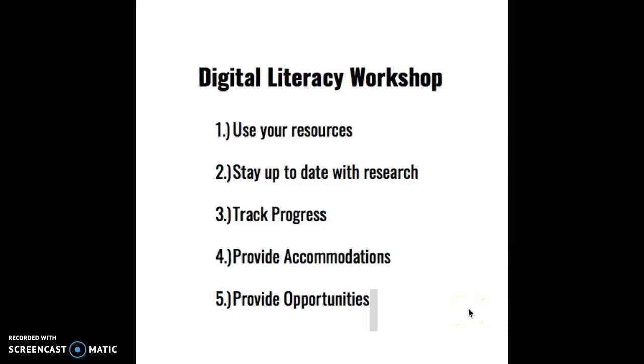Incorporating 21st century skills, digital literacy, and ISTE standards, I was able to come up with this list of 5 things to becoming a more technologically literate teacher. First, and most importantly, is to use your resources.